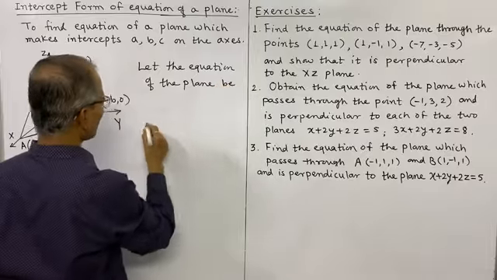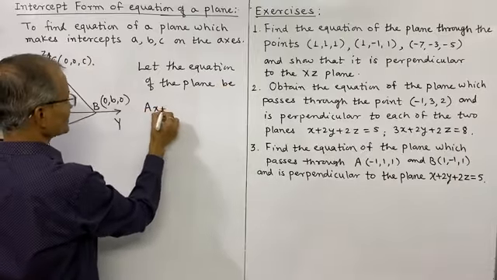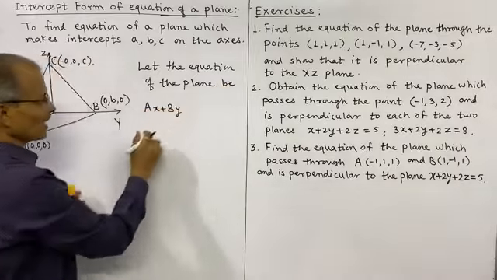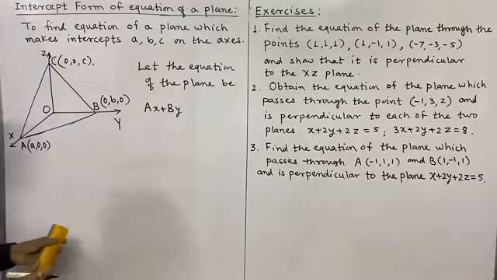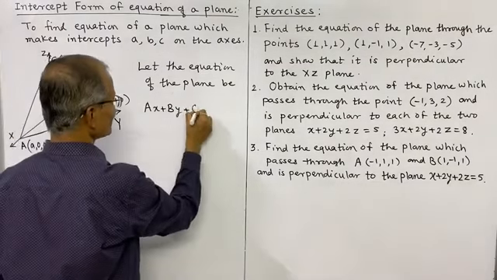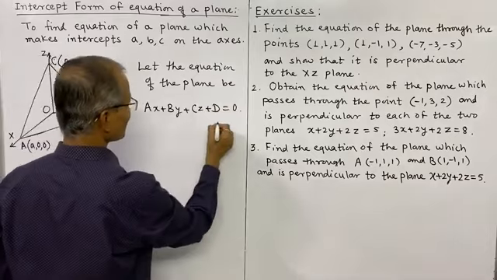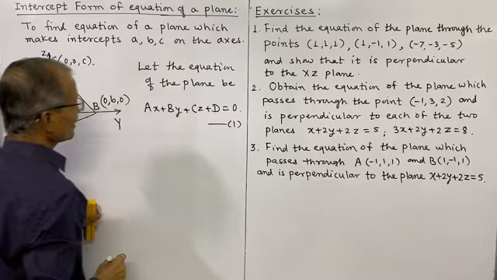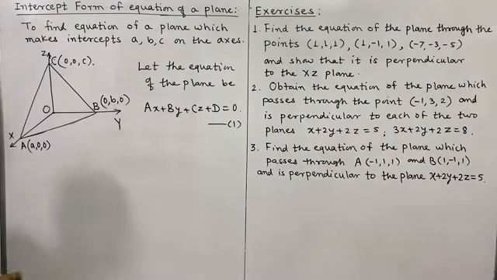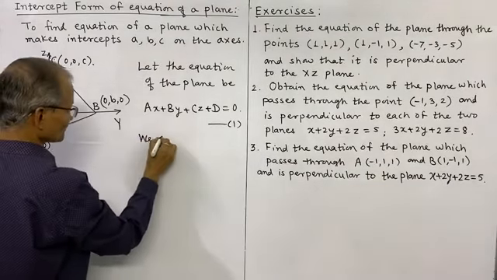Plane in general form: capital A into x plus capital B into y plus capital C into z plus d is equal to 0. Instead of small a, we are using capital A, B, etc. Now we may suppose this as 1. The plane does not pass through origin.